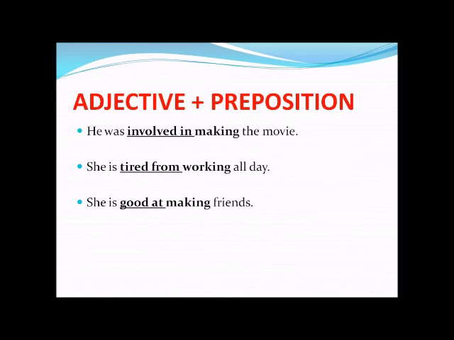The first example is he was involved in making the movie. Involved in is the adjective plus preposition here. Next, she is tired from working all day. Tired from is the adjective plus preposition in this example. Next, she is good at making friends. Good at is the adjective plus preposition in this example.